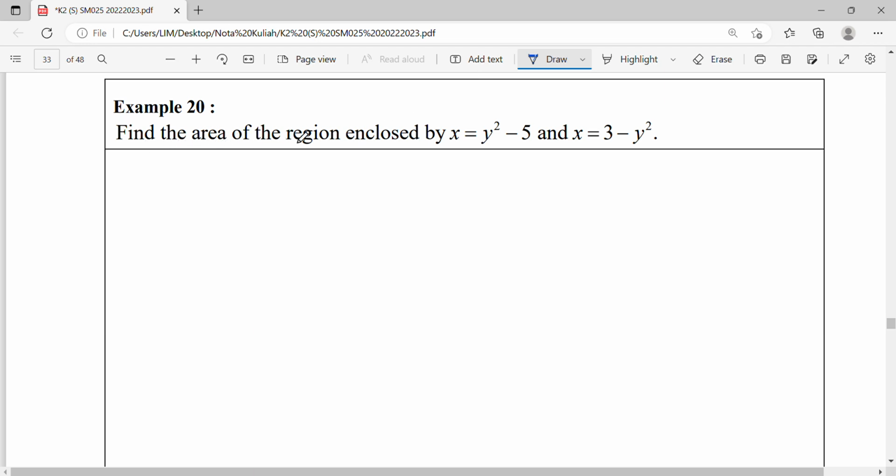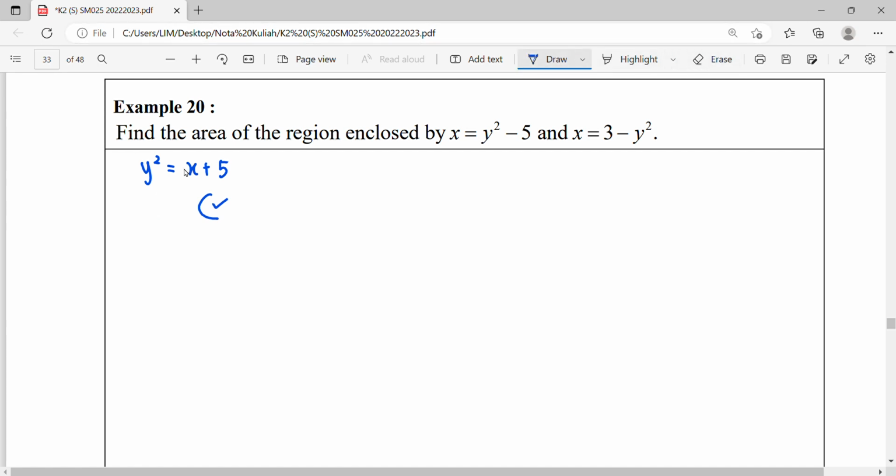Find the area of the region enclosed by x equals y squared minus 5 and x equals 3 minus y squared. So to draw this graph, we're going to express y squared as the subject. As you can see, it will be y squared equals x plus 5. So this is a parabola graph where y squared opens to the left or to the right. The coefficient of x here is positive, which means it will open to the right.